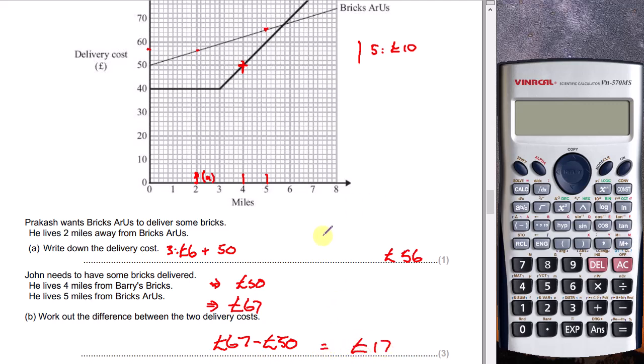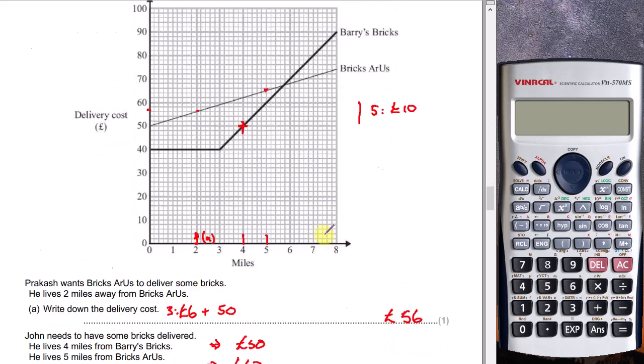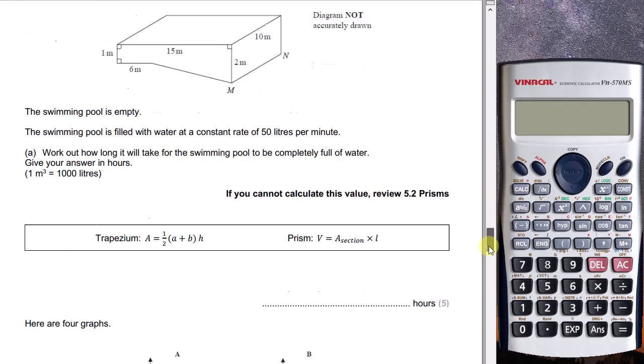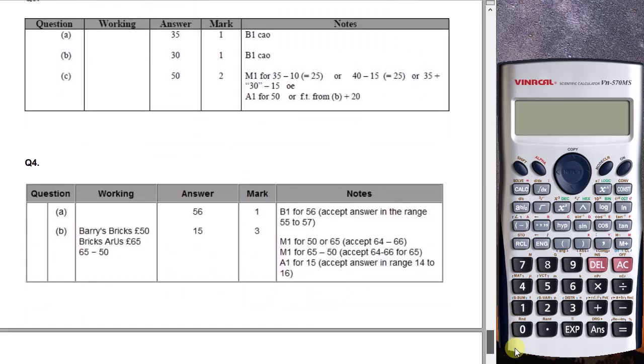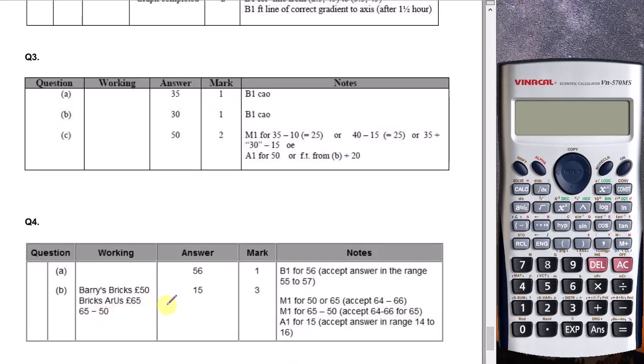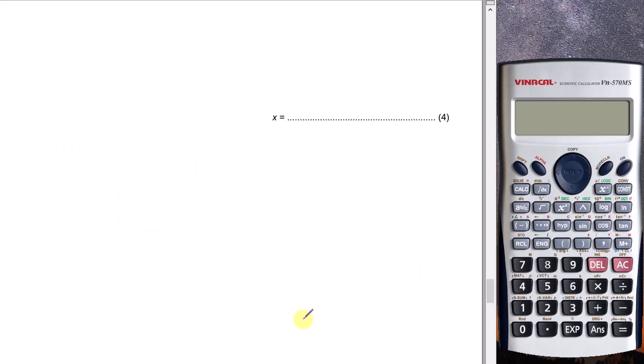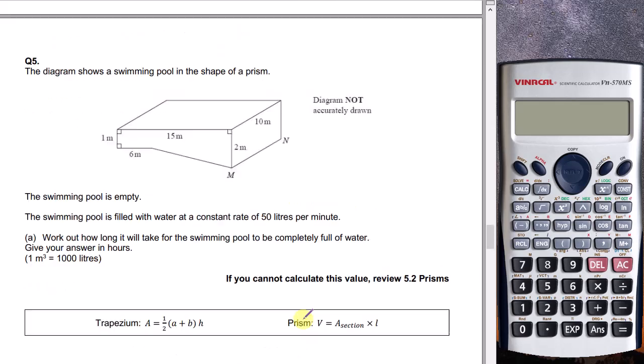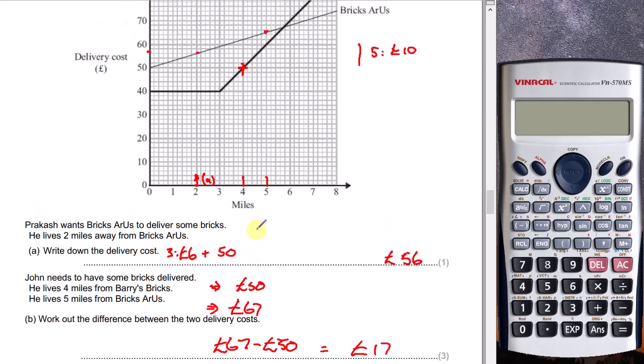Again, you'll get given some leeway. Let's just have a look at these and say what leeway they will give you on question 4. They're saying 15, but accept anything between 64 and 66, 14 to 16. So I'm a little bit out somewhere. Why am I a little bit out?